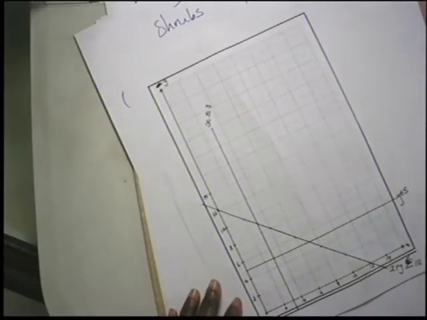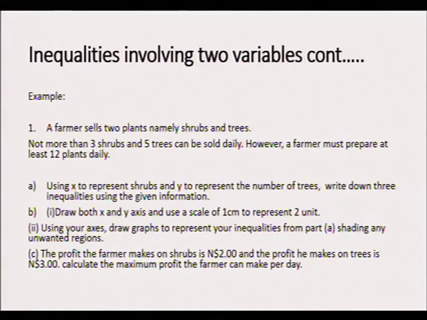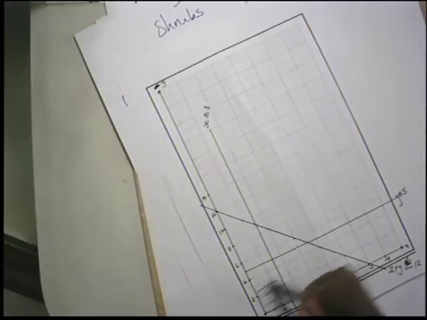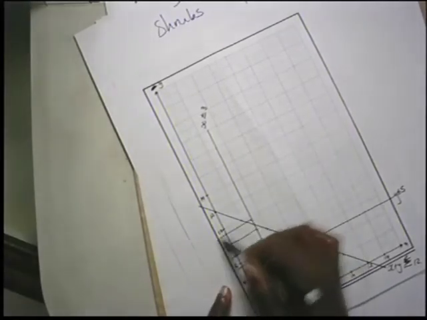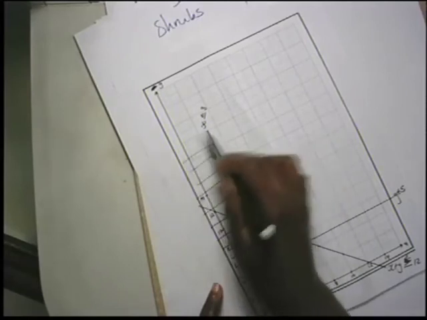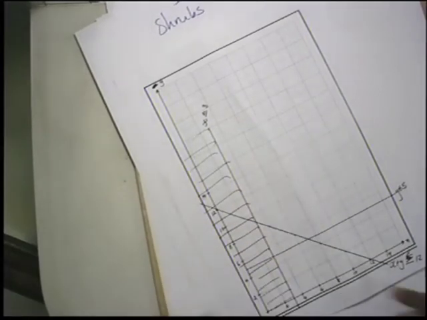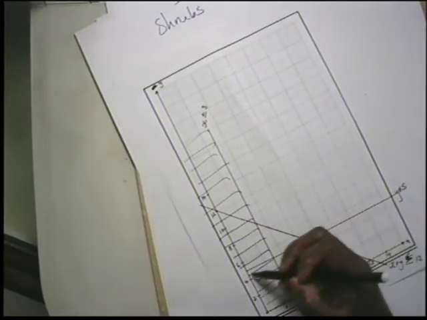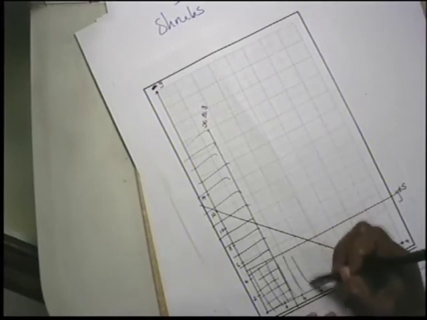All right, then the question said shade any unwanted region. For this part, x less than or equal to 3, which one is the unwanted region? This part here is the unwanted region. On the right hand side is your unwanted region, or the whole of that part. And then y less than or equal to 5. Which numbers are less than or equal to 5? These are the numbers down here: 4, 2, 3, and others.